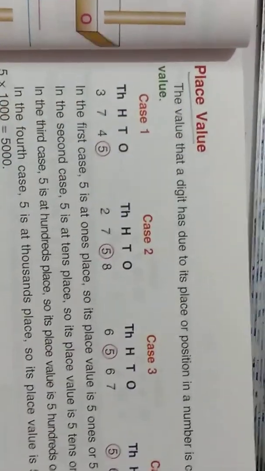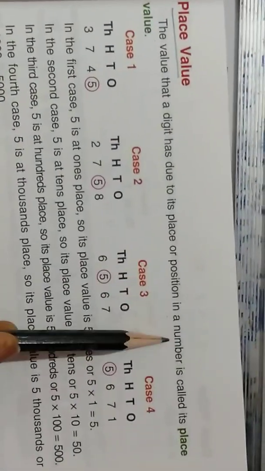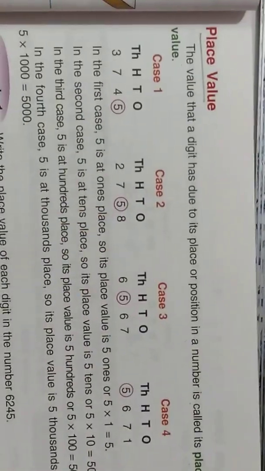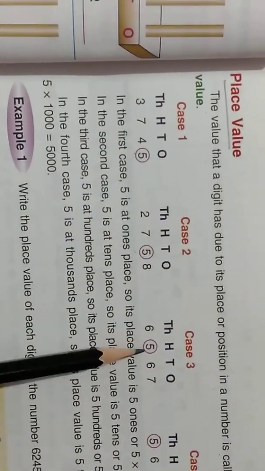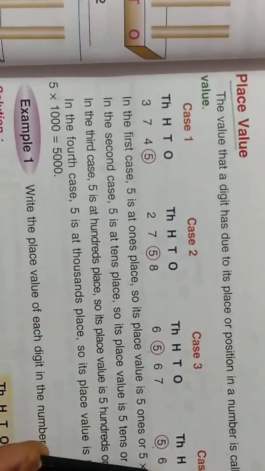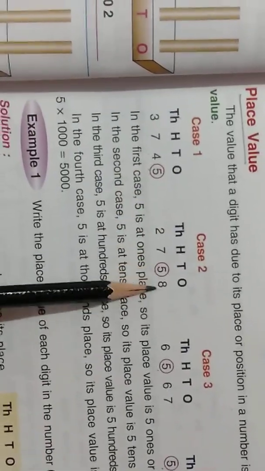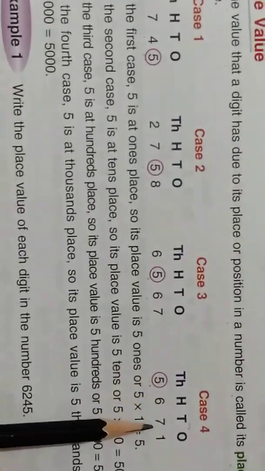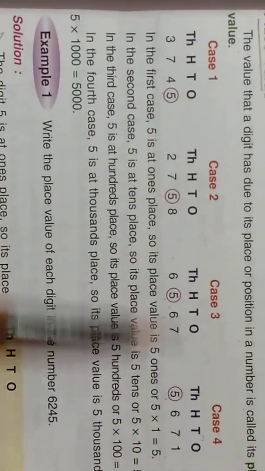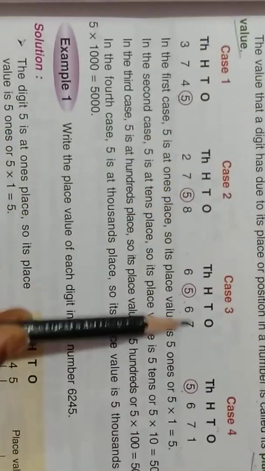Now children, let's understand what is the meaning of place value. The value that a digit has due to its place or position in a number is called its place value. So first of all, try to understand. See, here is 5, here is 5, here is 5, and here is 5. So we are having 4 cases. This is 3745, this is 2758, this is 6567, this is 5671. So in all the cases we are having 5, but the place value of 5 is different in different cases.